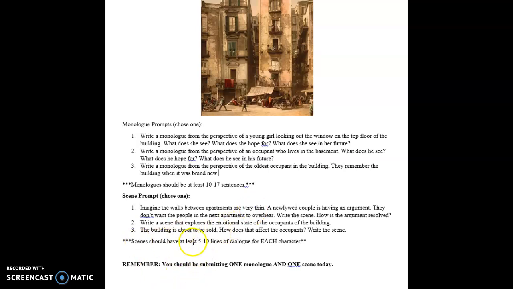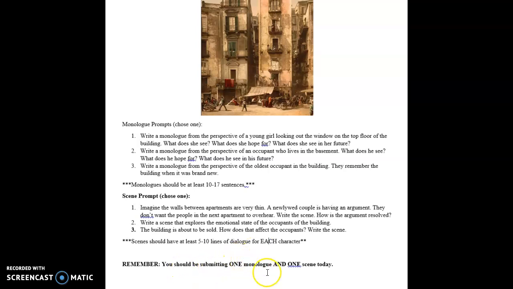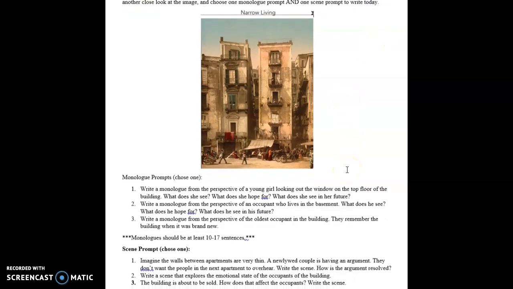And then it says it should have at least 5 to 10 lines of dialogue for each character. Again, check that for your specific grade level. It's on the assignment itself. You don't have to look around for it. It'll be very clear right under the prompts. And then it says you should be submitting 1 monologue and 1 scene for today. So on your directions up here, it'll say something to the effect of write it in the same way that Miss Bryant does, and I'm going to show you that in just a second.